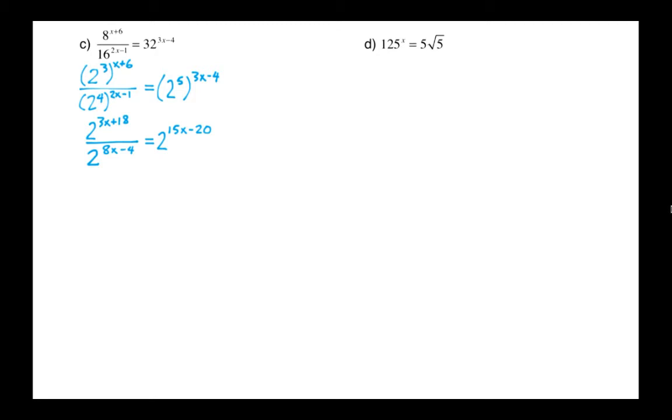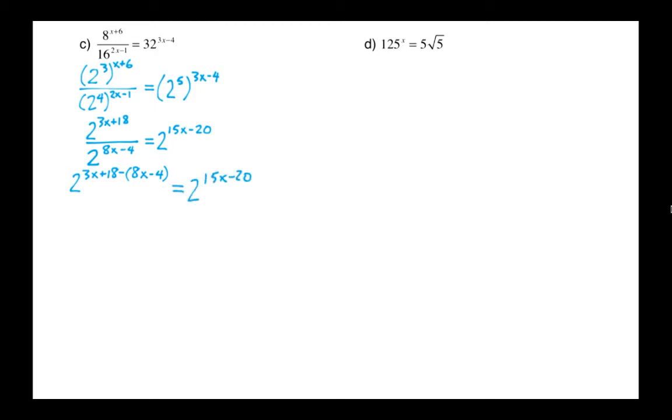So now at this point, we've got an extra step compared to previous examples. It's how do we combine these things together? So when you have a power divided by another power and they've got the same base, there's a law of exponents that says we can take this exponent and subtract that exponent. So that's what I'm going to do. I'm going to take the 3x plus 18 and I'm going to subtract the 8x minus 4. On the other side, there isn't any work to do.